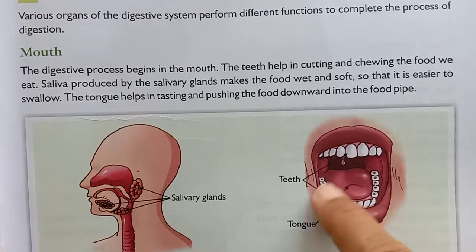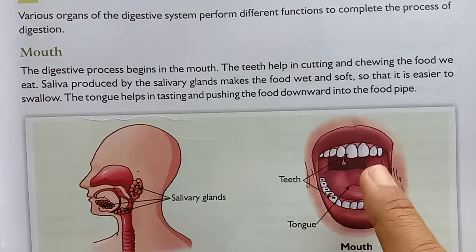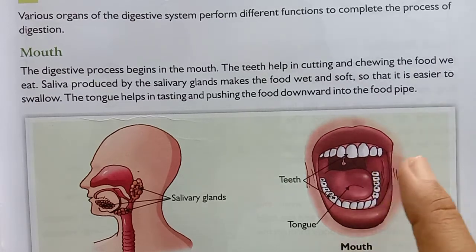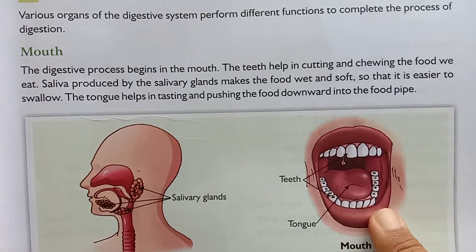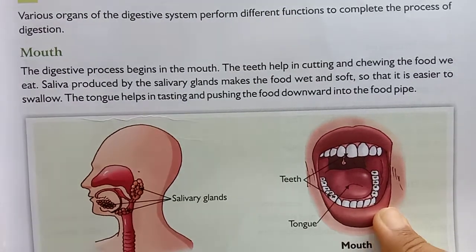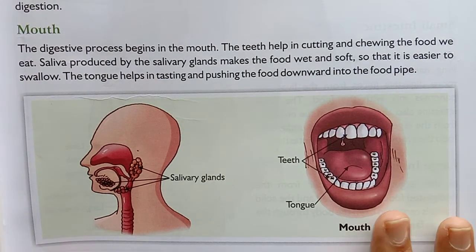So after we chew, we eat, then that food we swallow. At that time the tongue will help. It helps to taste something and it will push the food down into the food pipe. Food pipe means, as I already told you, the esophagus. Okay, students? This is about the mouth.